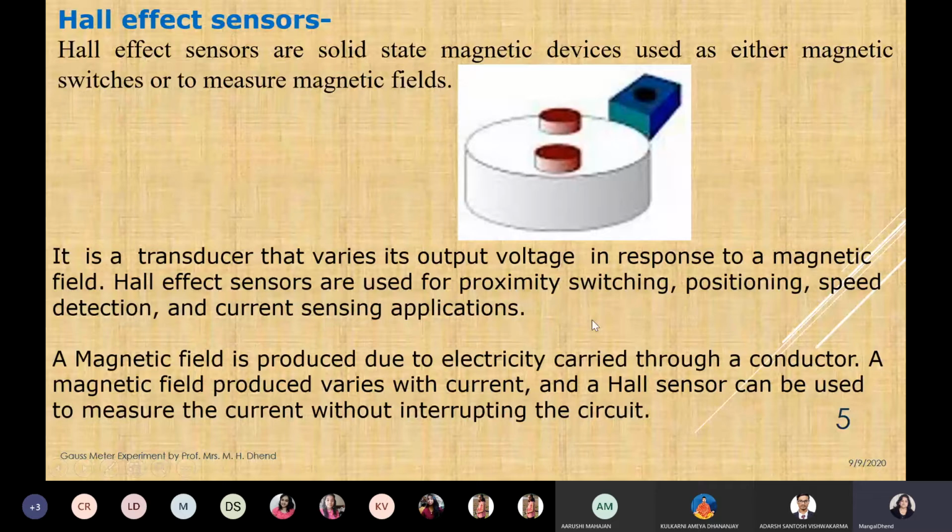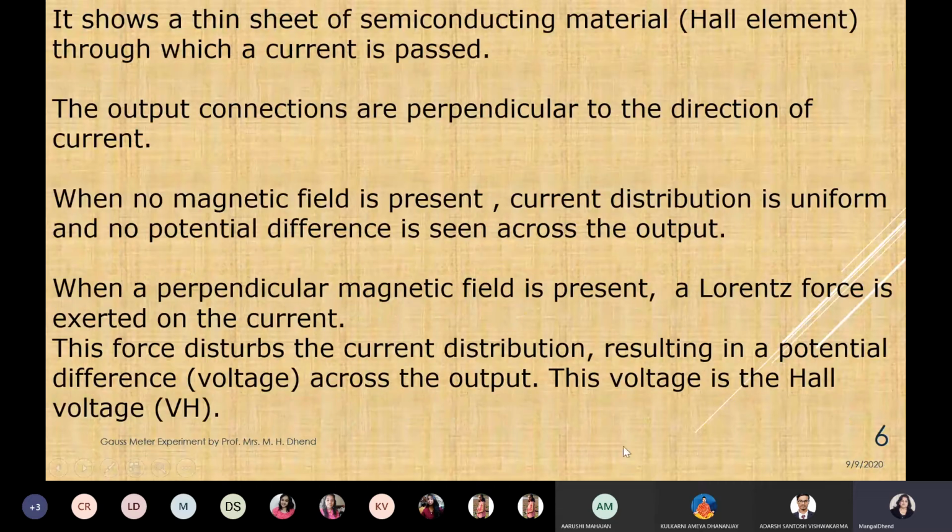And a magnetic field is produced due to electricity carried through a conductor. Already I told you, you can use an electromagnetic field. So what is an electromagnetic field? You create a magnetic field by passing current. That is called an electromagnetic field. The magnetic field produced varies with current, and a Hall sensor can be used to measure the current without interrupting the circuit. Okay.